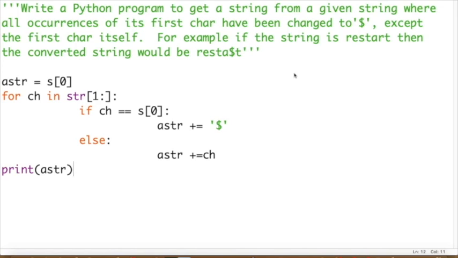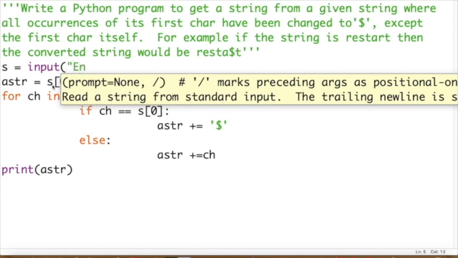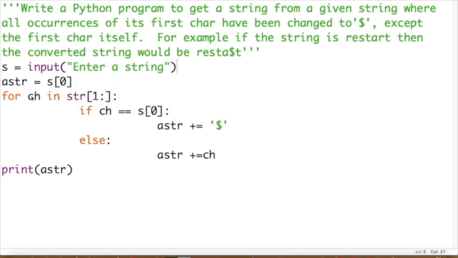Astr is to be printed here. Let us compile the code and see the output, what happens. Here, you must be aware that we are not making any changes on the main string S. So we have to give S here, right? This S has to be mentioned. There is no significance of S here yet, so we have to write S is equal to input, enter a string. So you have to mention the variable S as a string, so the string has to be inputted.